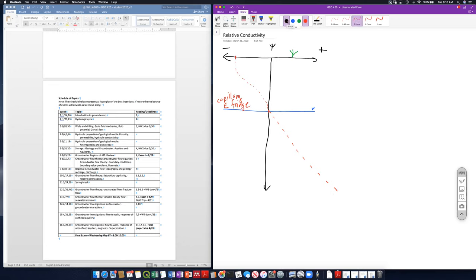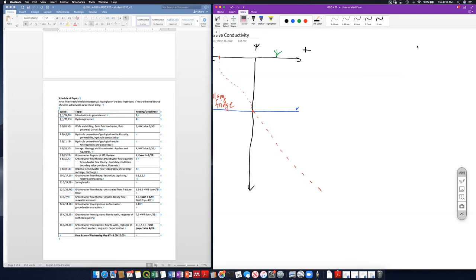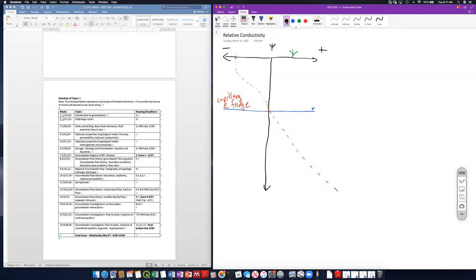Let's do the same thing here for the fluid saturation, or sorry, volumetric water content. Actually it doesn't make sense for this to have two sides, so I'm going to erase it really quick. Let's redraw.